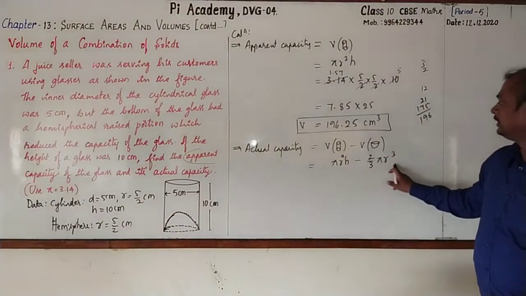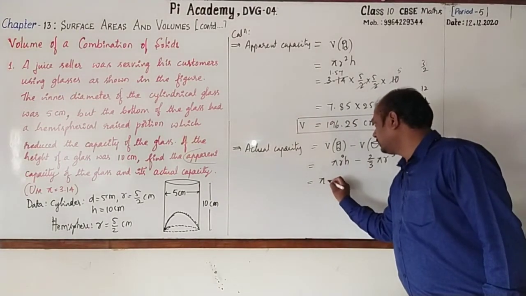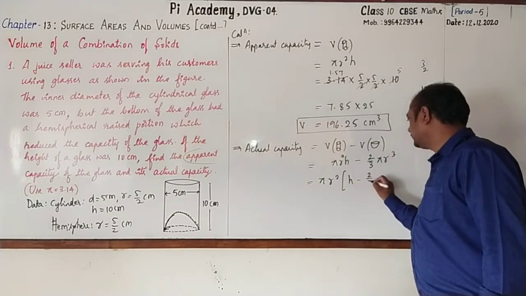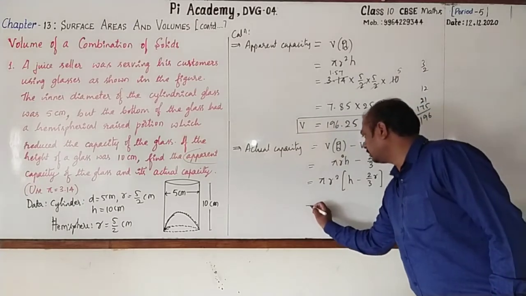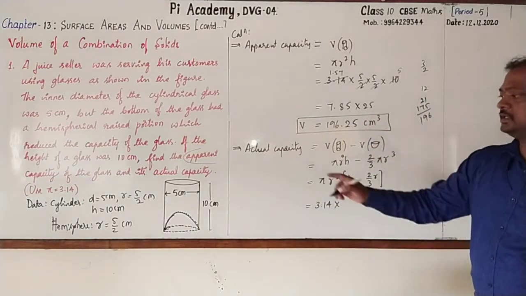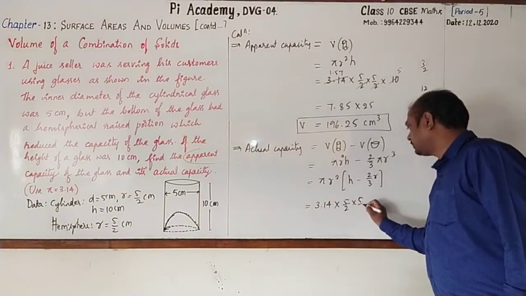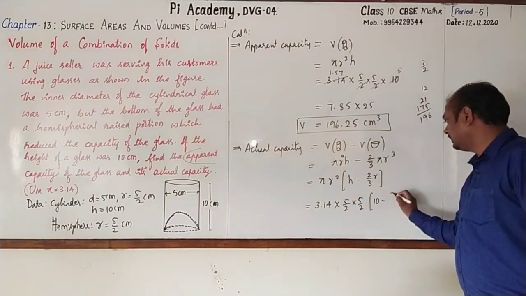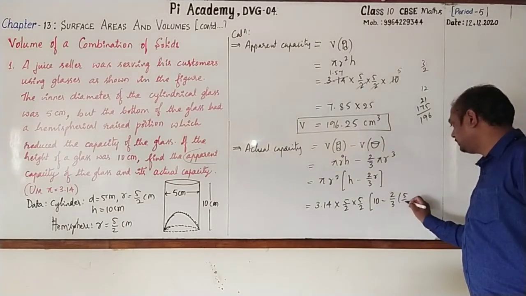Followed? Now here pi r square is a common factor. I will take it out. Pi r square remaining, h minus 2 by 3 into r. This is equal to, where pi is 3.14 and radius is 5 by 2. As it is square, I will write it one more time. And h is 10 minus 2 by 3 into r, it is 5 by 2.